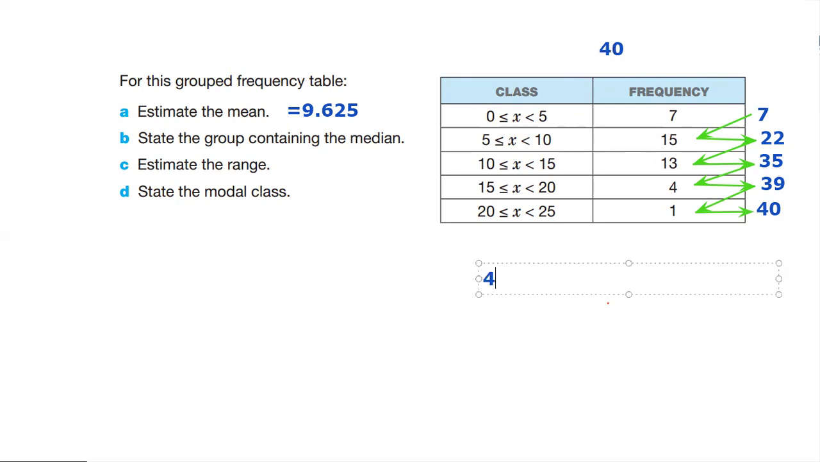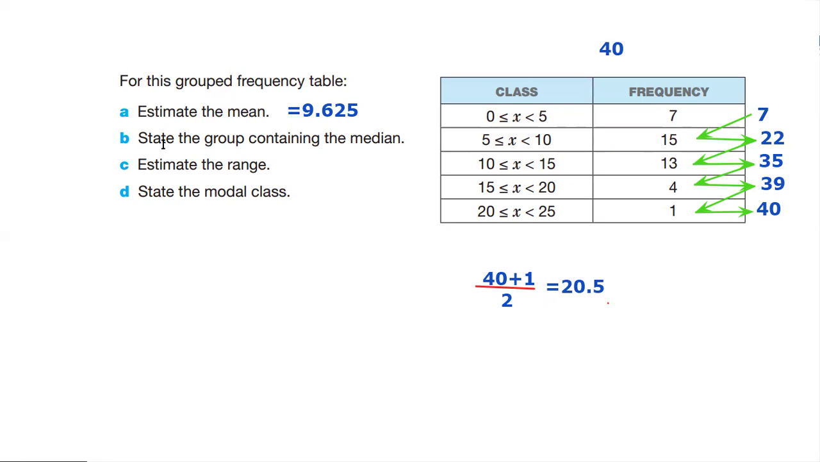We take the 40, we add 1 to it, and then we divide it by 2. These are the steps of finding the median in any data or any classes table that we have. So 40 plus 1 is going to be 41. 41 divided by 2 is going to be 20.5. Because the median is the number in the middle, this means that it's between the 20th and the 21st number.